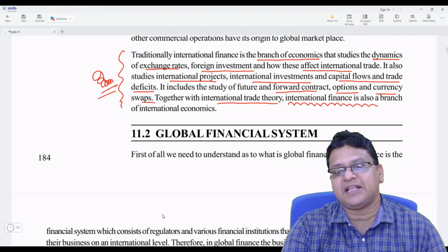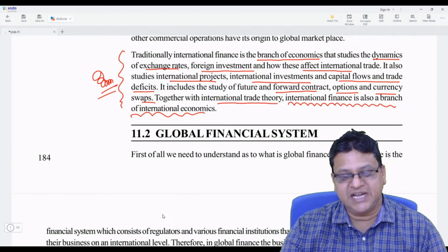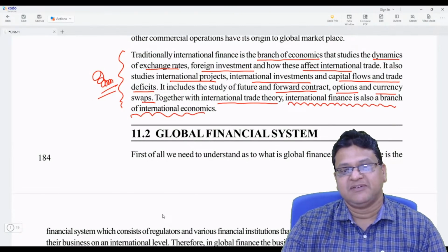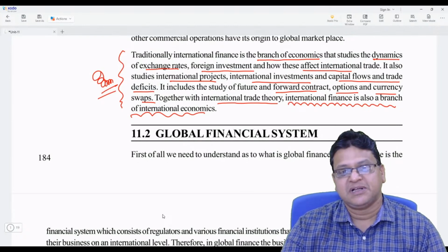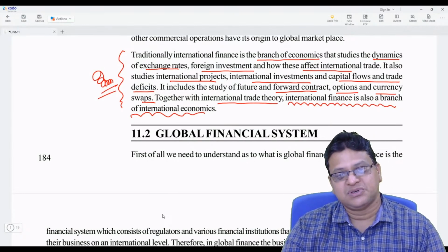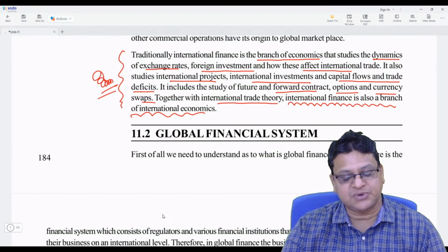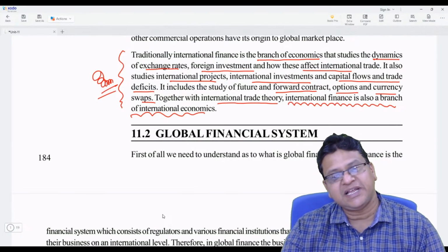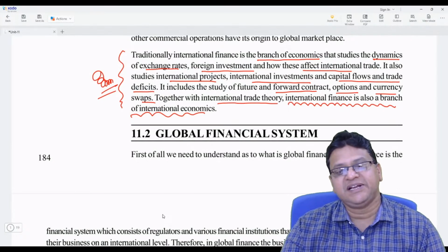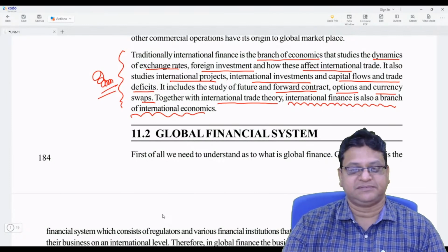It is a separate branch of international economics which deals with exchange rate, foreign investment, factors affecting international trade, how to appraise international projects, what is international investment, what are international capital outflows? What are international forward contracts, futures contracts, option contracts, currency swap contracts, how they are used, and it also studies international trade theory. Hence, international finance is a branch of international economics.